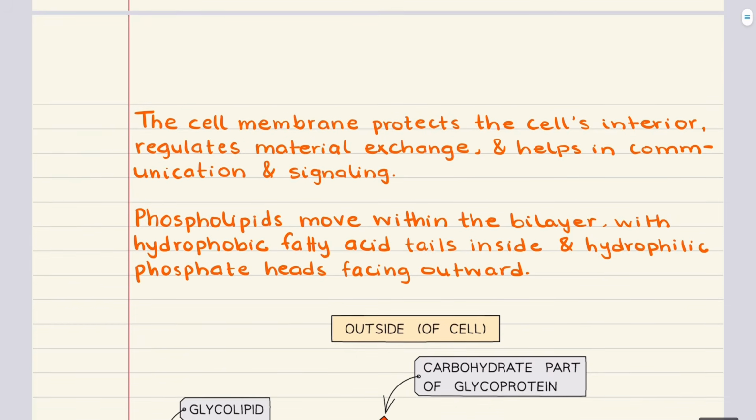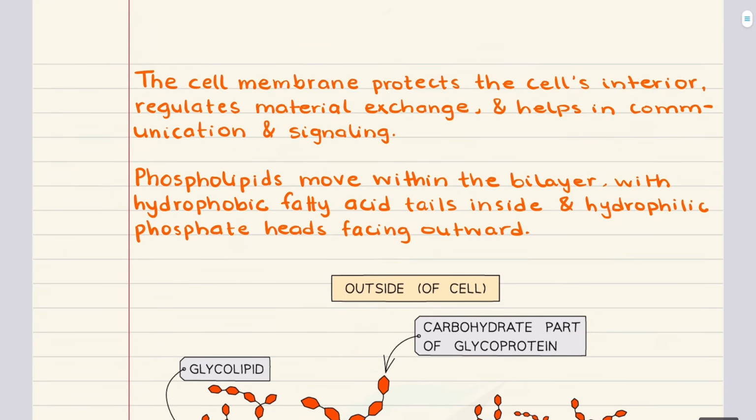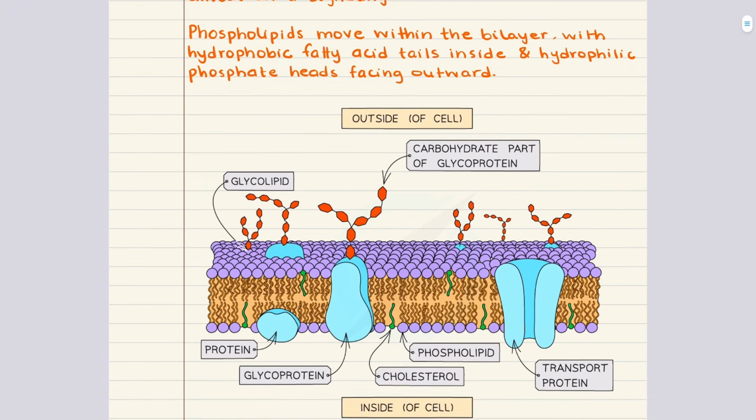With that being said, the cell membrane has three main jobs. First, it protects the cell's interior from the external environment. Second, it's going to regulate the exchange of materials. It's going to make sure that essential nutrients can enter, that waste products can leave, and that harmful substances are kept out of the cell. Third, it plays a role in communication and signaling, and that's going to allow the cell to respond to its surroundings. The structure of the bilayer is very key to how all of this works.